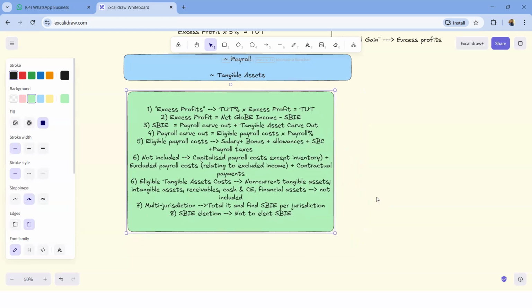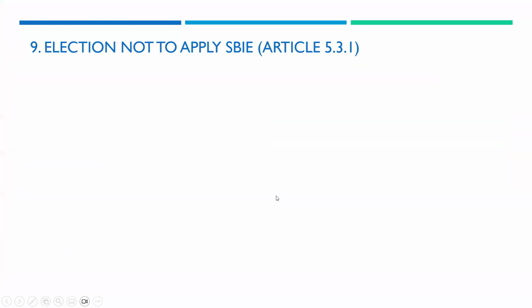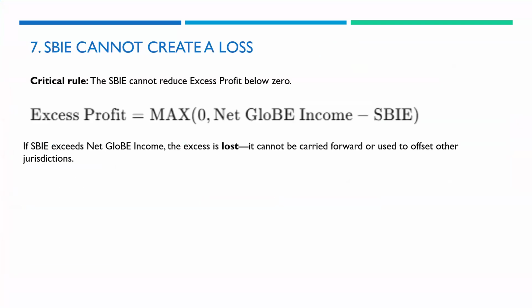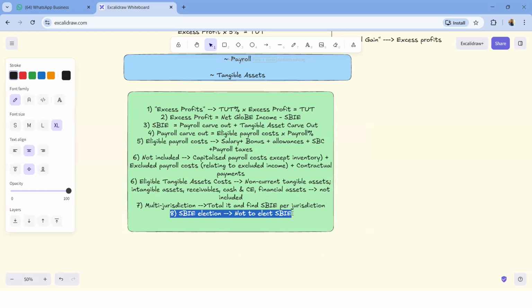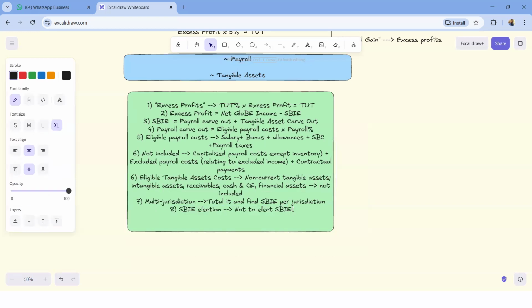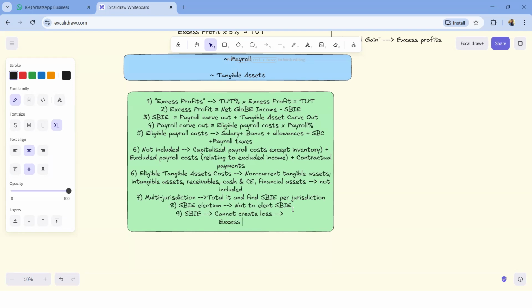Anything else anybody wants to add? Let me see if I missed any points. Multi-entity jurisdiction: SBIE cannot create a loss. That's also there. So SBIE cannot create a loss. Basically what it means is excess profit is the maximum of zero or GloBE income minus SBIE.